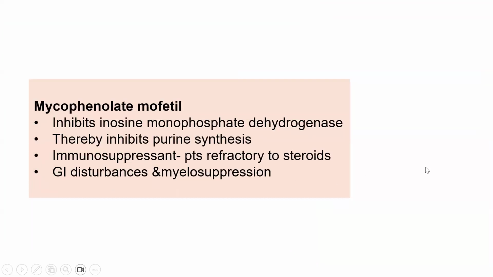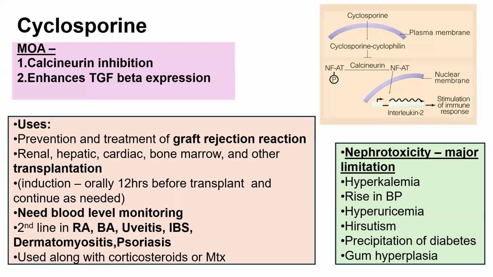Mycophenolate mofetil was asked two times as a short note. It is an inhibitor of IMP dehydrogenase, that is inosine monophosphate dehydrogenase, so an inhibitor of purine synthesis. It is an immunosuppressant. We can use it in patients refractory to steroids, and the main adverse effect is myelosuppression. That's all about the anti-cancer and immunosuppressants.